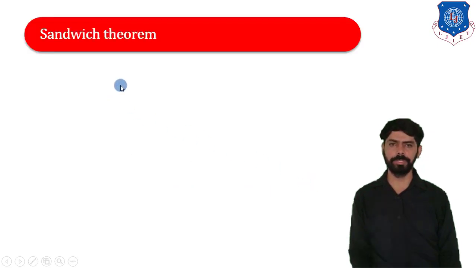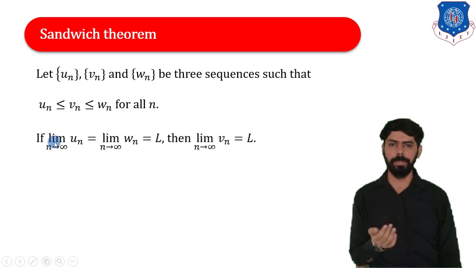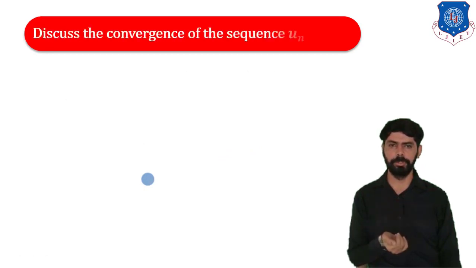Now we will discuss the sandwich theorem. Let u_n, v_n and w_n be three sequences such that u_n is less than or equal to v_n, which is less than or equal to w_n for all n. And if the limit as n tends to infinity of u_n is equal to the limit as n tends to infinity of w_n, equal to L, then the limit as n tends to infinity of v_n is equal to L. We will apply this theorem to examples.